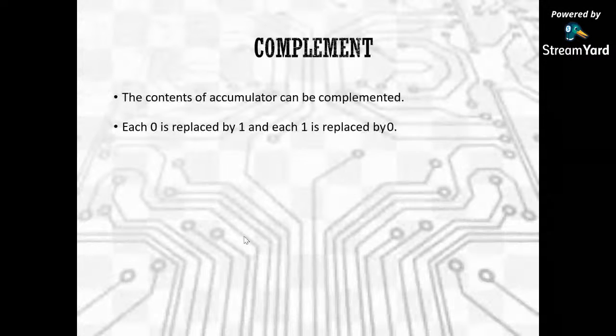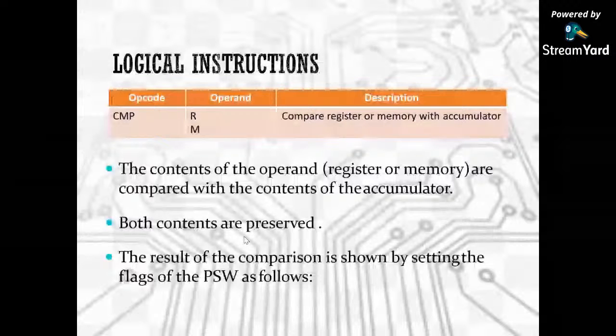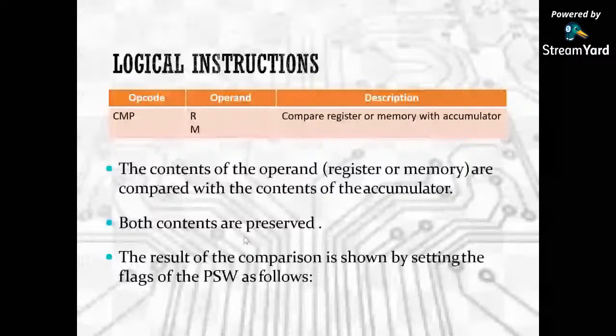Complement is the complement of the content of the accumulator. So it means that 0 is replaced by 1 and vice versa. For example, for the logical instructions, you can use CMP to compare a register or memory with the accumulator. The result of the comparison will be set in the flags of the PSW.